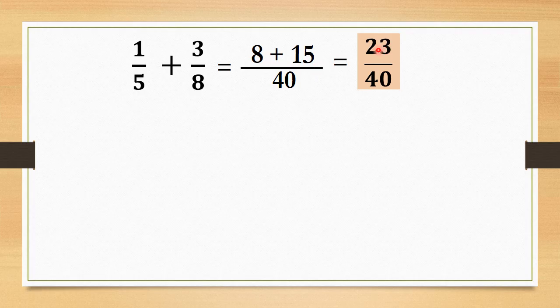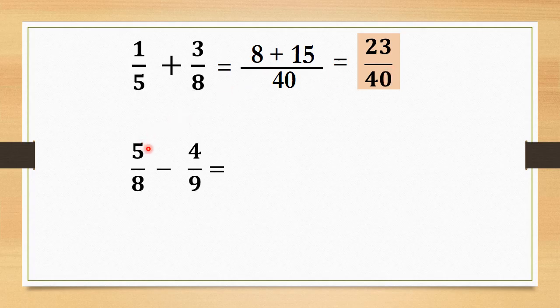So, 23 over 40. Let us check if we can reduce this to its lowest term. 23 over 40, we have no common factor except 1. So, their GCF is 1. So, this is already in simplest form or lowest term. So, we have 23 over 40.